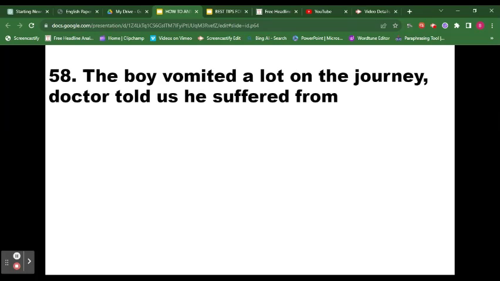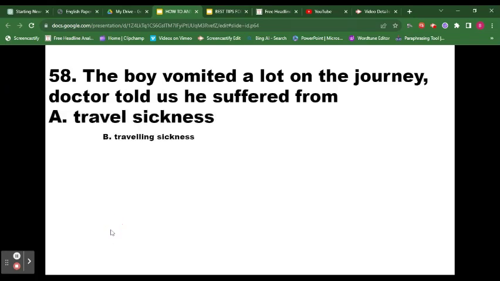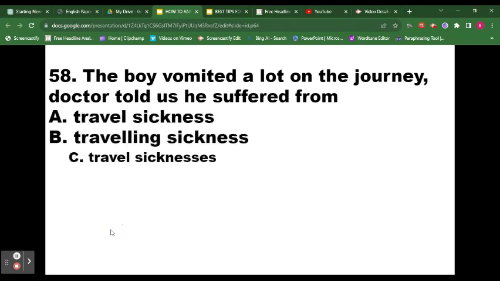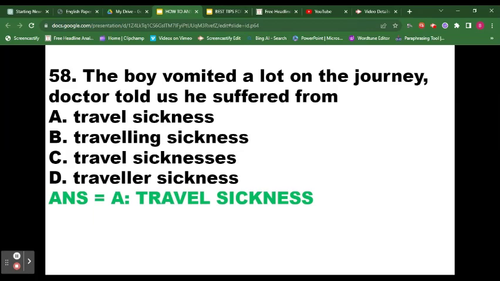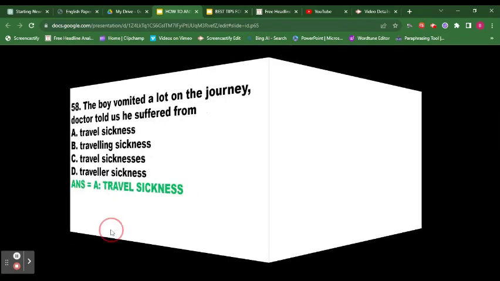Question 58. The boy vomited a lot on the journey. Doctor told us he suffered from dash. A, travel sickness. B, traveling sickness. C, travel sicknesses. D, traveler sickness. The correct option is A, travel sickness.